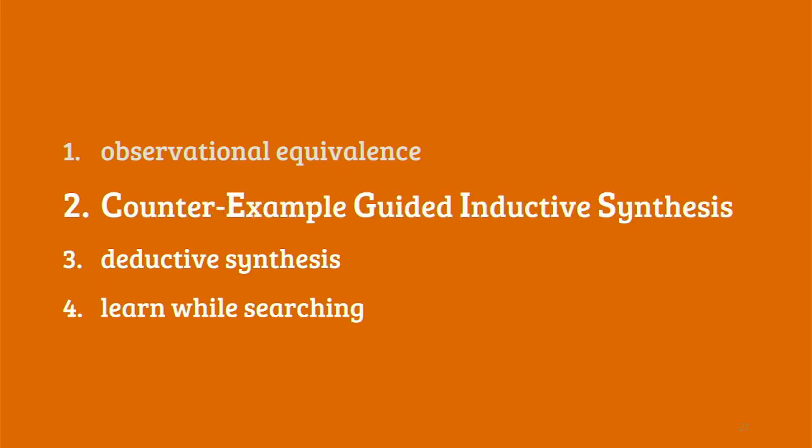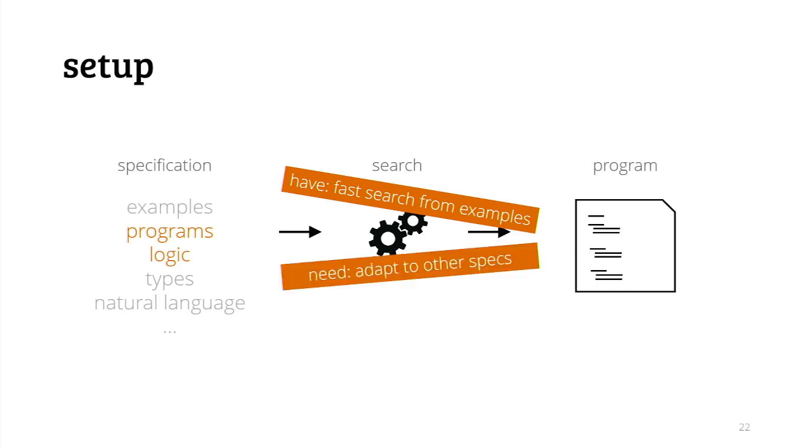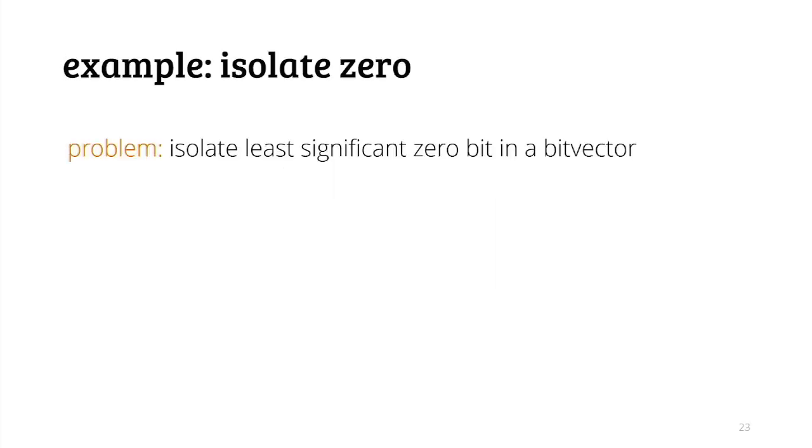The second big idea I want to show is counterexample guided inductive synthesis. Here, the setup is we are now not trying to generate a program from examples, but rather we either have a simpler program to start with or some kind of logic. And the problem is we have some way to search from examples, but we need to adapt that kind of synthesizer to work with this other kind of specification, right?